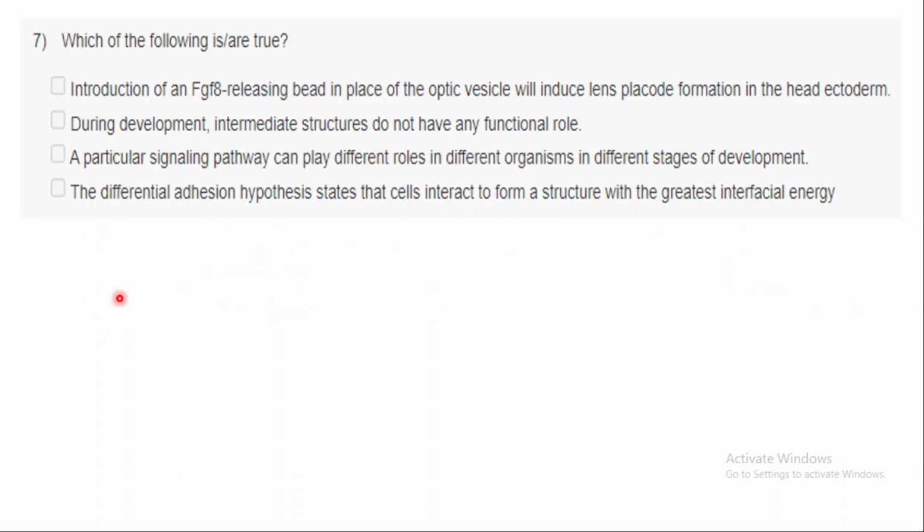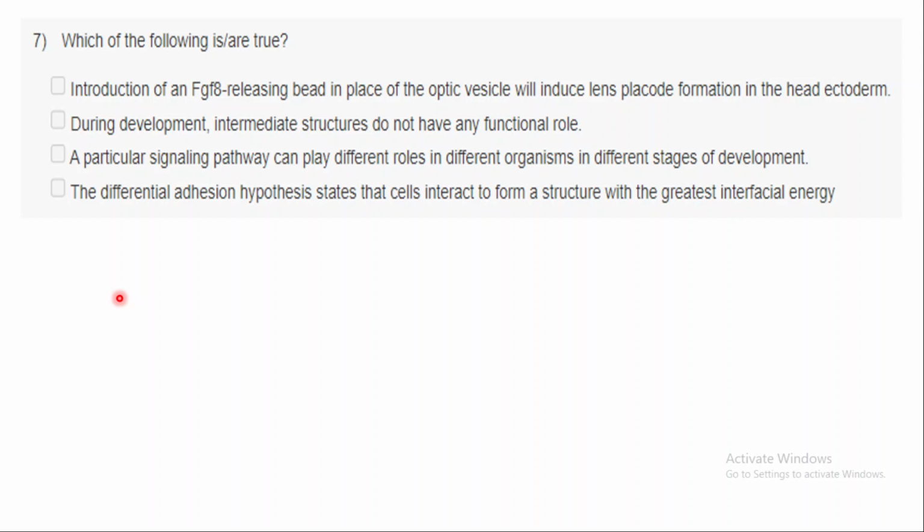So the next question, number 7, which of the following is true? Again, we have a true false statement. Option A, introducing an FGF8 releasing bead in the place of the optic vesicle will induce lens placode formation in the head ectoderm. So if we have an FGF8 releasing bead in the place of the optic vesicle, will it be able to induce lens placode formation in the head ectoderm?